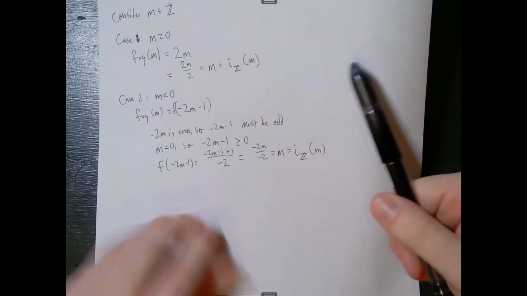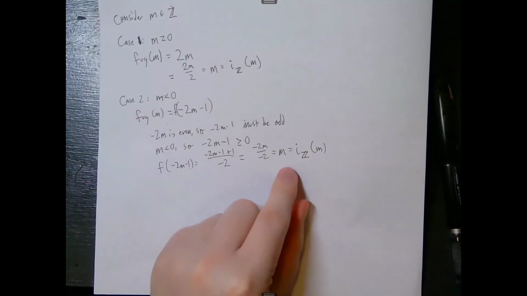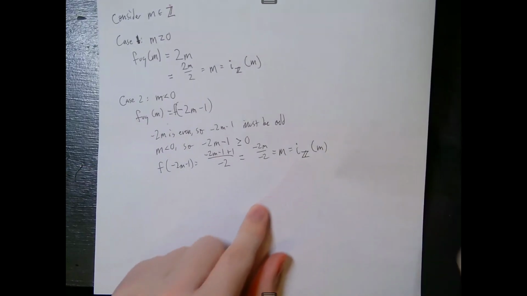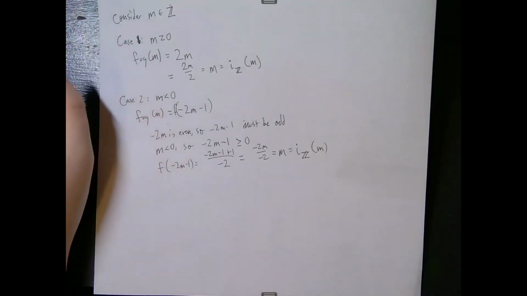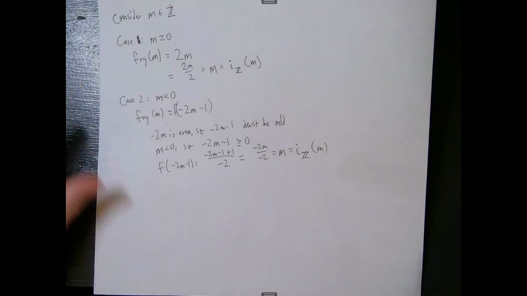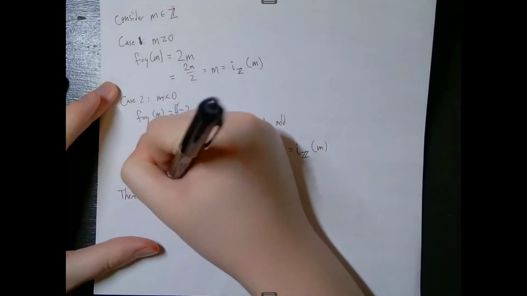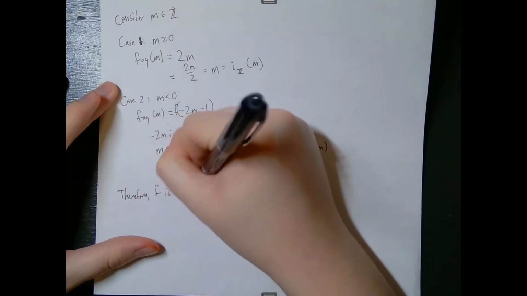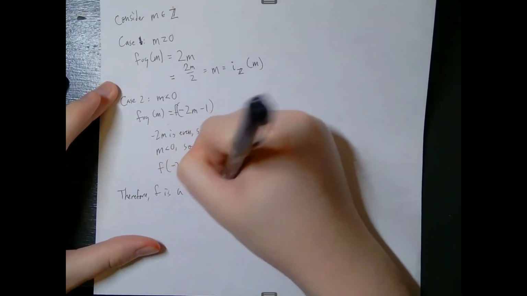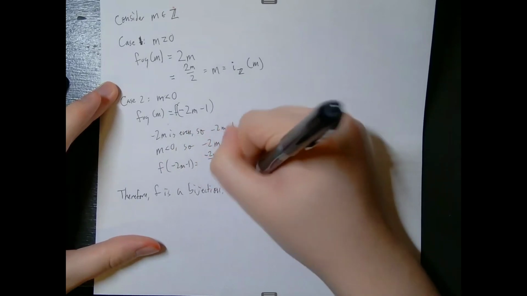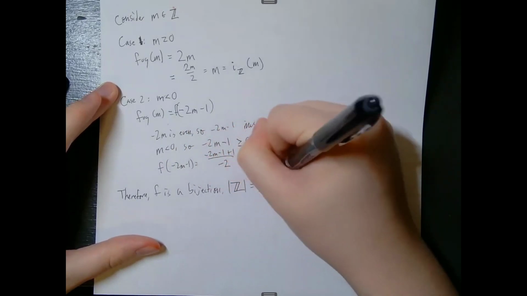What we then show is that f composed with g is equal to the identity map of the integers. And we've also shown that g composed with f is the identity map over the natural numbers. So therefore, f is a bijection. So there are as many integers as there are natural numbers.